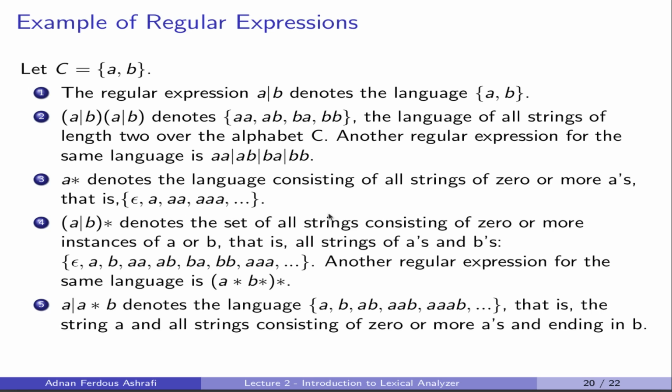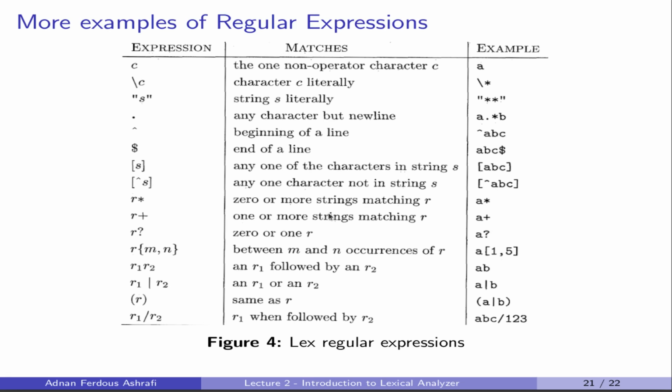So now let's see some very common regular expression operations, right? For example, we define an expression, say C. C is one non-operator character, and an example can be a lowercase a. Next comes, for example, \C, which is the character C literally. For example, if I want to represent the star character, we noticed earlier that A star means something else, right? A star means there can be 0 or infinite A's.